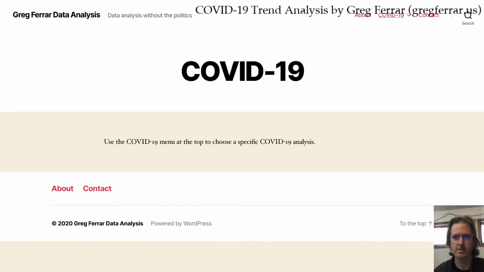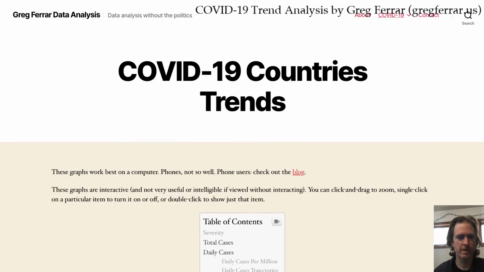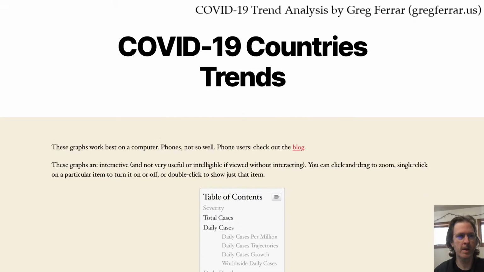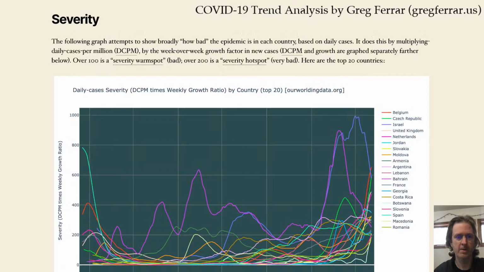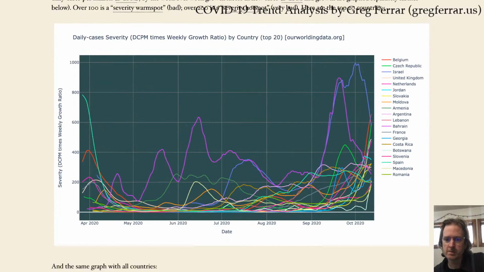I thought I had this one up already, but apparently not. So I'm going to load the countries report here. And you can see these graphs yourself at gregfarrar.us. Gregfarrar.us will let you browse these. They're dynamic. You can click on things to focus on a particular region or several or compare or whatever you like. So let's start with severity.